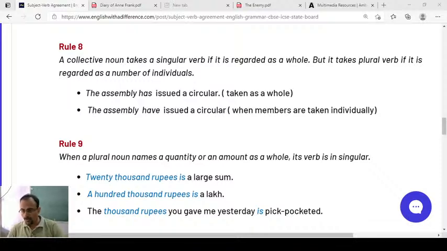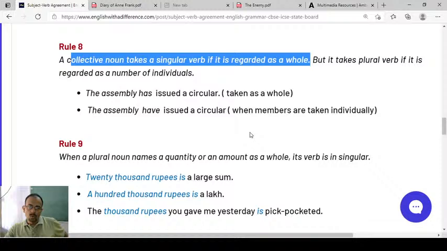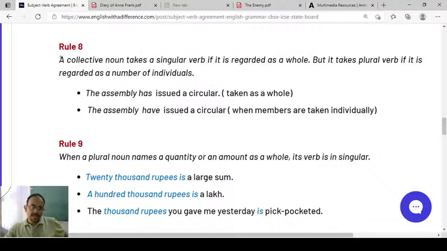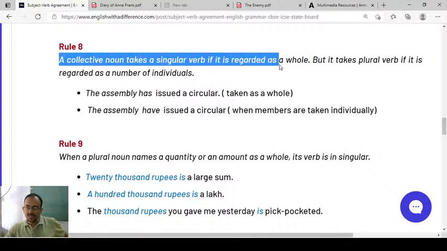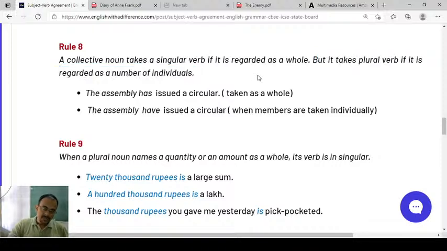Flight of birds, not fox. Sandhya, it is flight of birds. Okay. Squad of boys. It was good. Very good. So you have the concept of collective nouns. A collective noun takes a singular verb if it is regarded as a whole, but it takes a plural verb if it is regarded as a number of individuals. So try to understand, this is something very important and interesting also.